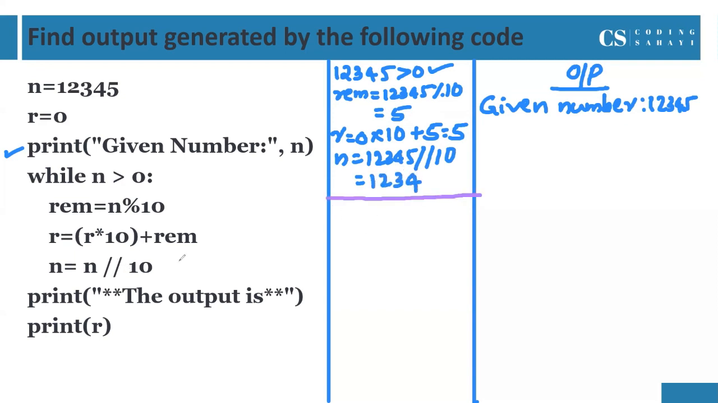After this, again it's going back and checking 1, 2, 3, 4 greater than 0. Is it satisfying? Yes, it is satisfying. Okay, so it's coming to this line, that is REM equal to n modulo 10.